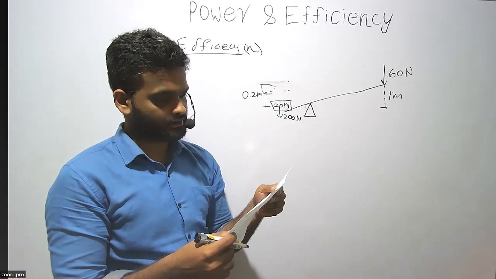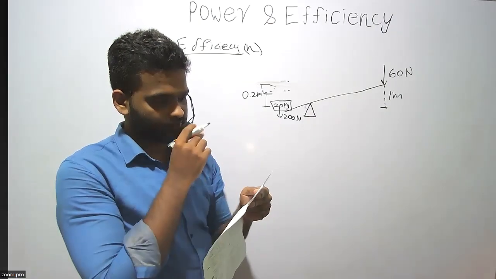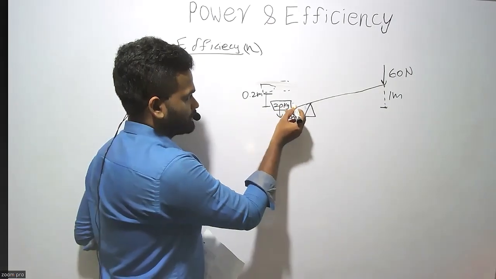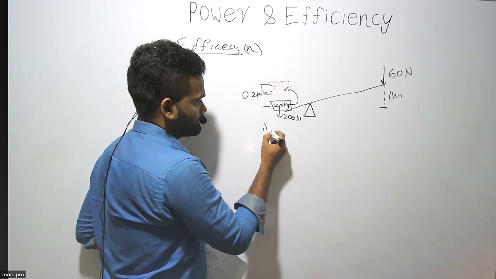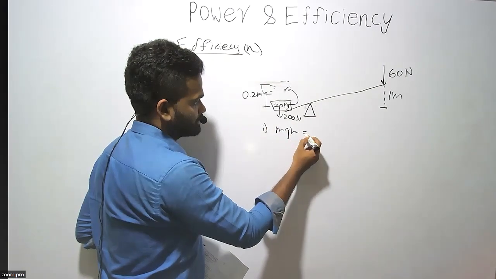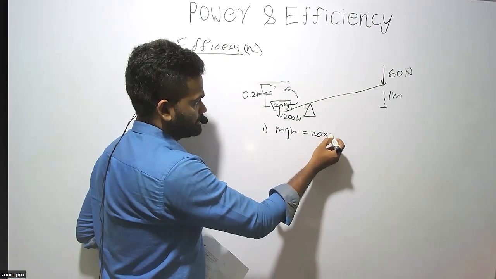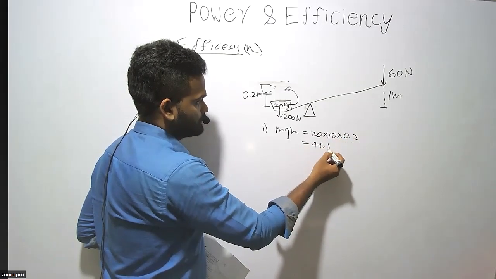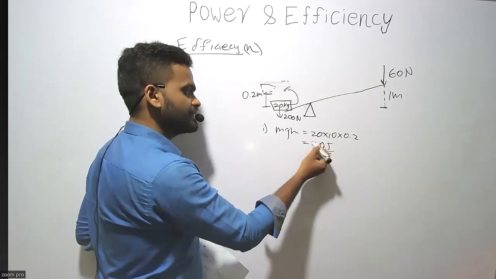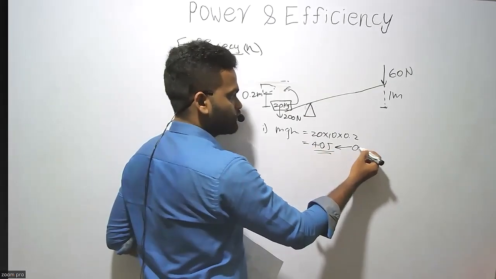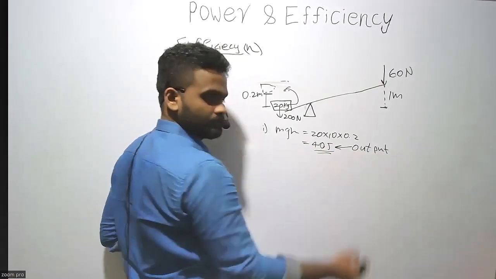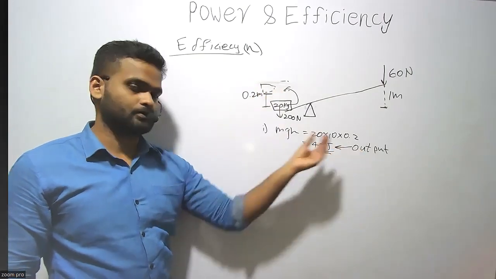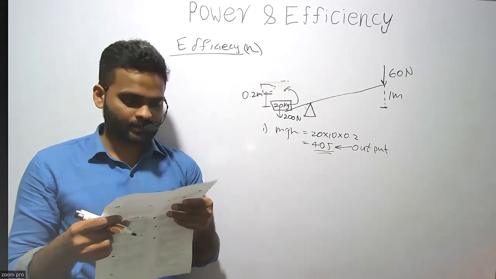Okay. In the first part, they ask to find the increase of potential energy of the stone. So for the first part, it is just mgh. The mass is 20, g is 10, h is 0.2. 2 times, so it is 40 joules. This is the increase of potential energy. This is actually the output. Understood? So that is the output of this machine.